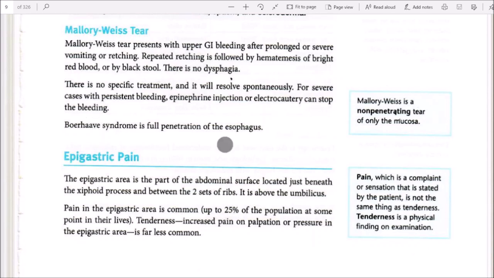Boerhaave syndrome is full penetration of the esophagus. Now look here. Mallory-Weiss tear is a non-penetrating tear of only the mucosa.